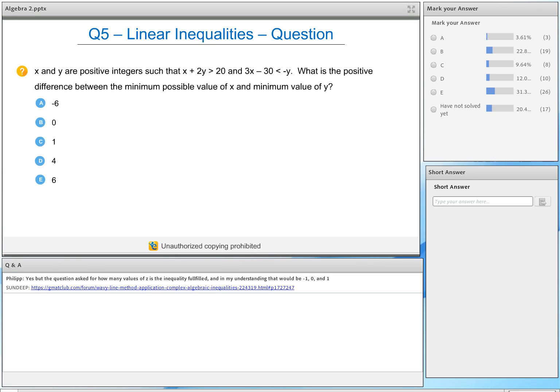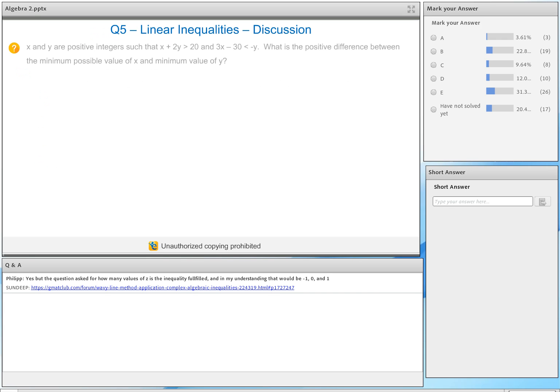Okay, so here the correct answer is choice E, which is 6, and about 31% of the class selected this choice. So let's go through the solution. If you think about it, it's a relatively straightforward question because you have two linear inequalities that you need to solve, and then you find the ranges of x and y, and then you figure out what is the positive difference between the minimum possible values of x and y.